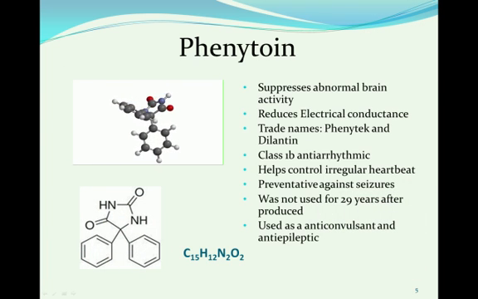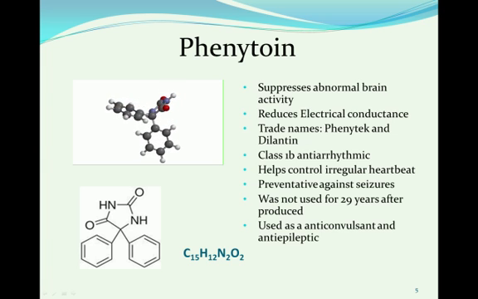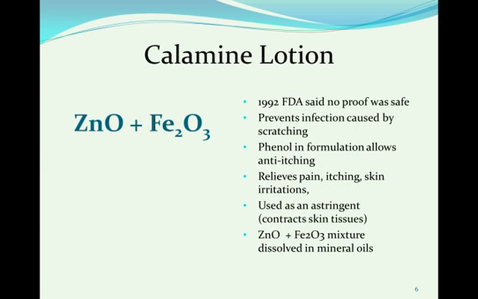Phenytoin, which is a class 1B antiarrhythmic, helps control irregular heartbeat and is used as a preventative against seizures. Calamine lotion can be used as an astringent, but is more commonly used to relieve pain, itching, and minor skin irritations.